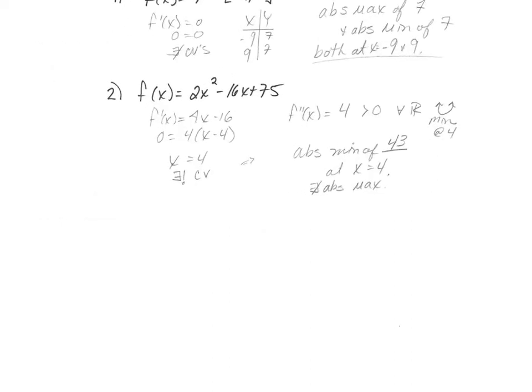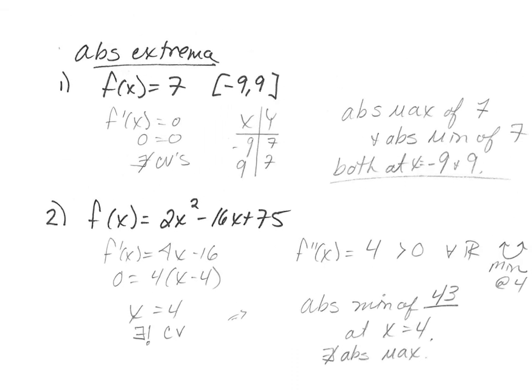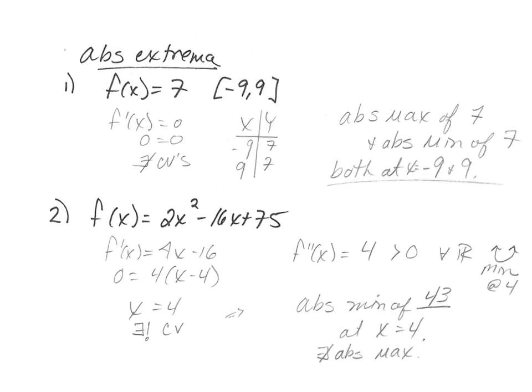So for the first question, we're given a function on a closed interval, and it's f equals 7. Well, we know this is just a horizontal line, and it occurs from -9 to 9. To do the process, we take the derivative, set it equal to 0, but there are no critical values. Remember, when we have critical values, we get x equals a number here. So this is saying this is always true.